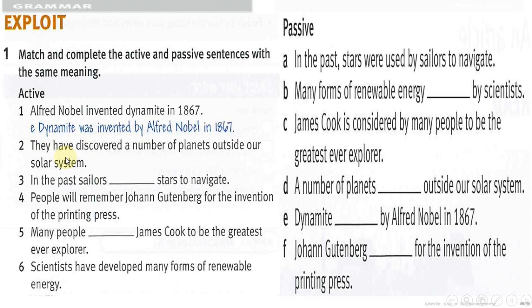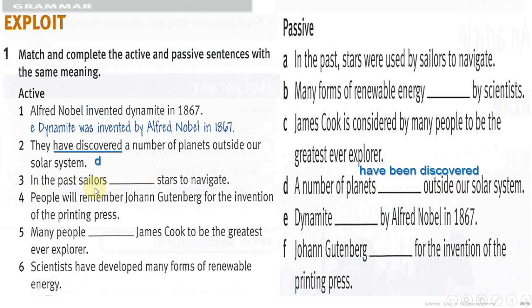Okay, now number two. They have discovered a number of planets outside our solar system. This one is active sentence. So we said if we want to change it into passive, we will add been here between the have or has, then been, then the past participle. This sentence goes with D. Let's go with D. A number of planets. Now this is the object, so we need to add have been discovered. Have been discovered. Okay.